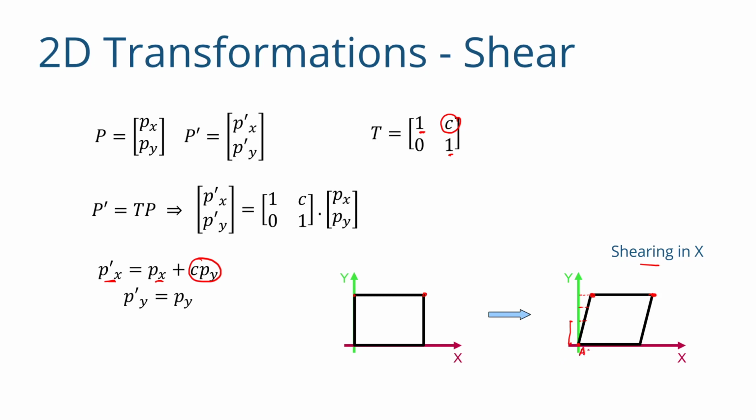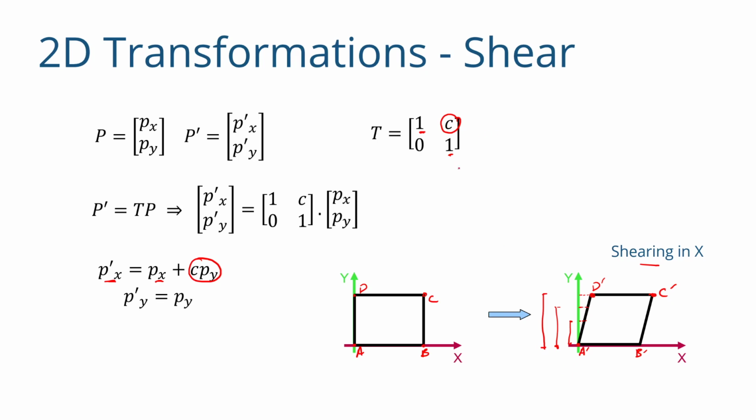So if I just label these points as A, B, you can see that AB did not move at all. A prime, B prime are the same points. Okay, and then C prime and D prime, however, have moved, and the amount of movement that happens is proportional to the y coordinate of that point. Okay, so this is shearing in x.